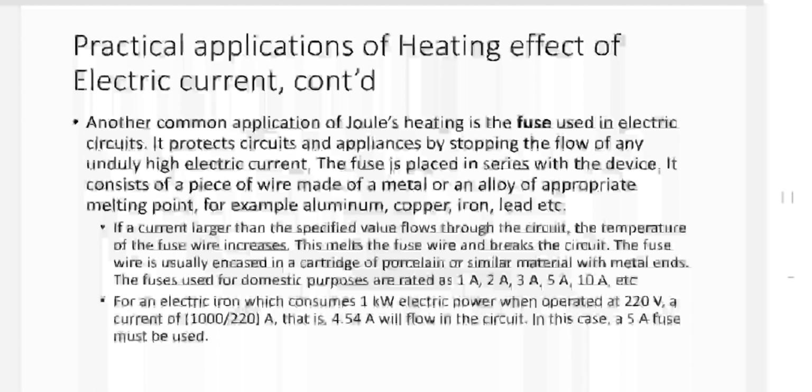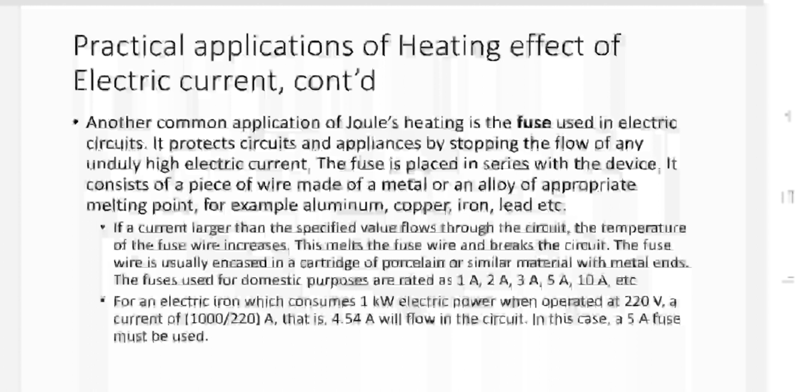Second application we are going to discuss is a fuse. Basically, the fuse is used in an electric circuit to protect a circuit and appliances by stopping the flow of heavy current, an unduly high current. The fuse is placed in series with a device. It consists of a piece of wire made of a metal or alloy of appropriate melting point. For example, the material we can use to design a fuse may be aluminum, copper, iron, lead.